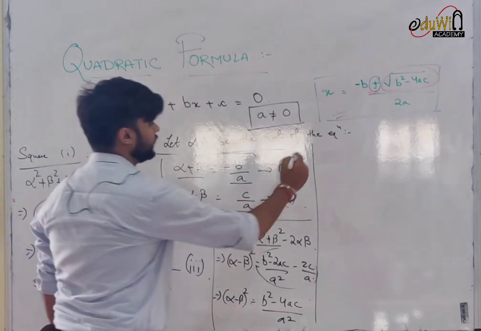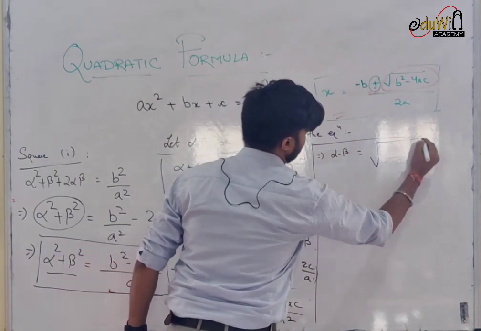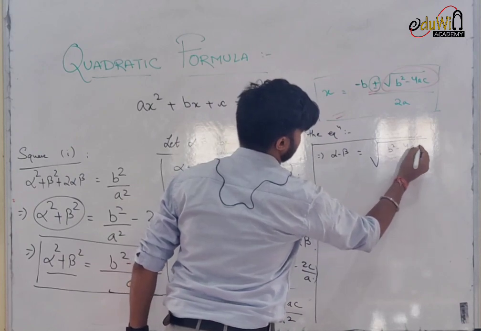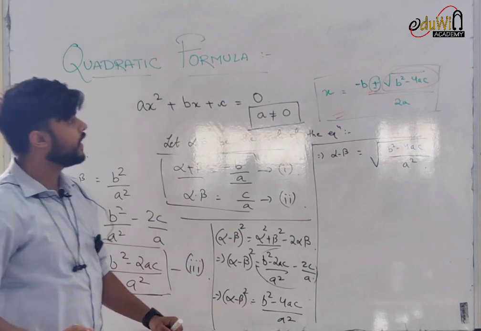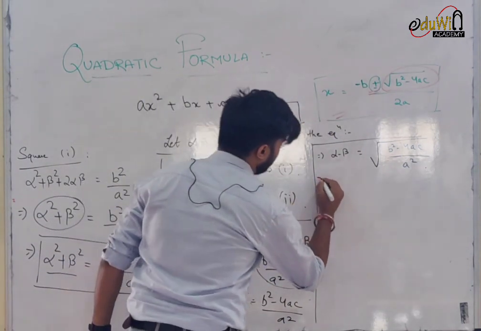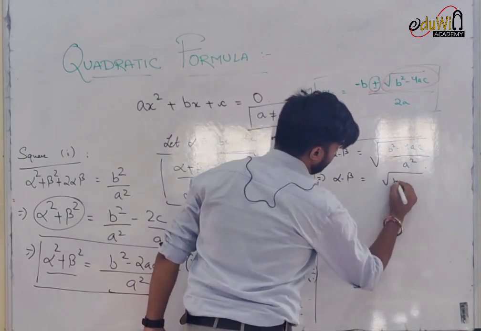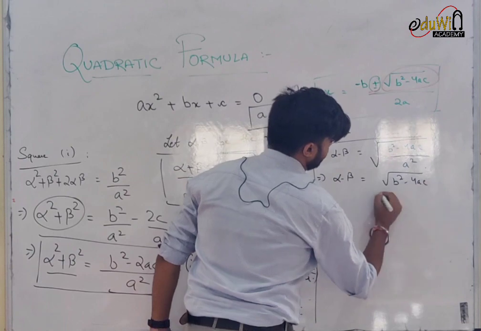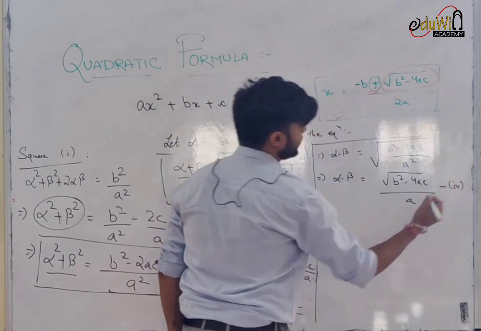Now we get alpha minus beta equals square root of b square minus 4ac divided by a square. So till now we have not reached plus minus yet. We have just solved for alpha minus beta. So alpha minus beta will be equal to root over b square minus 4ac divided by a. We have got this as equation number 4.